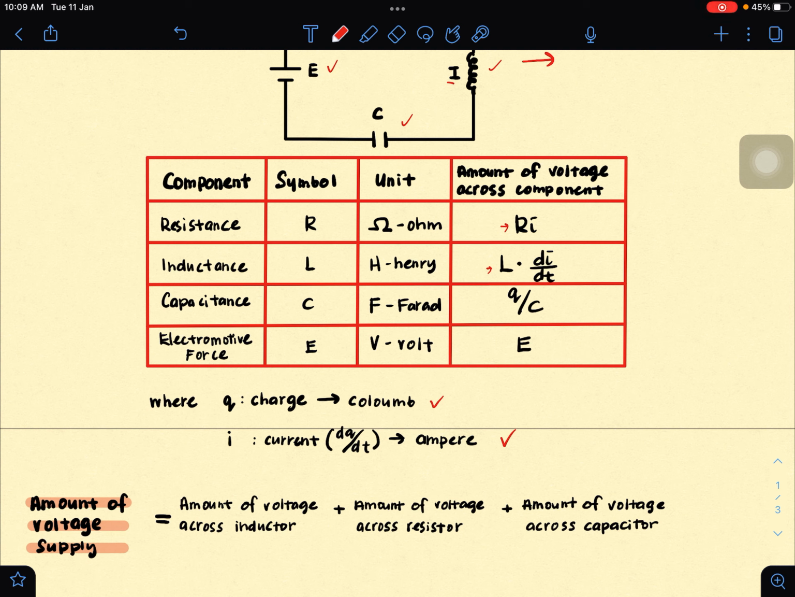dq dt. Because when we have two symbols Q and I, it means we have two different dependent variables. So I can also be represented by dq over dt. The derivative of charge is current.